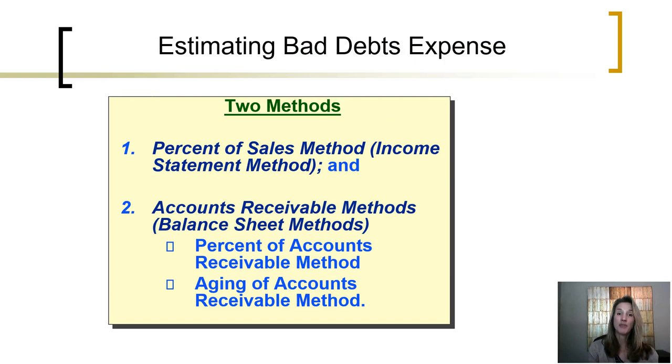In order to come up with the amount of bad debt expense that is recorded each year, there's two methods that generally accepted accounting principles allow companies to choose from. The first of those methods is the percent of sales method, also known as the income statement method, and the other are the accounts receivable methods, often thought of as the balance sheet methods, and we will look at those in subsequent videos.